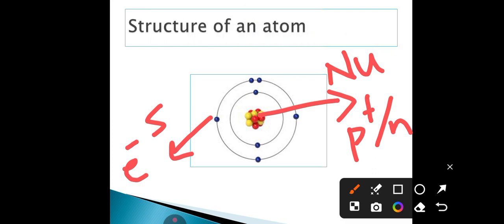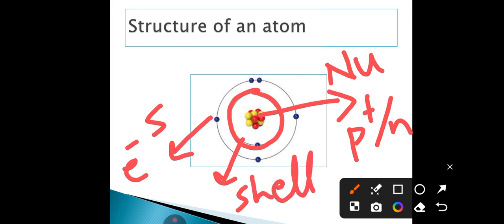A shell is a path. Just like we have a solar system and different planets rotating around the sun, in a similar manner, electrons are not just haphazard around the nucleus. There is a specific path. This path is what we call a shell. And within a shell there is a further classification of area. In a shell we have an area wherein electrons are moving.